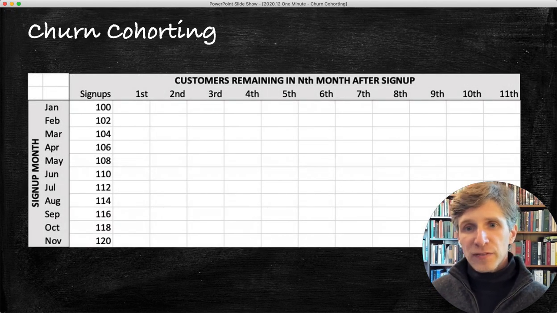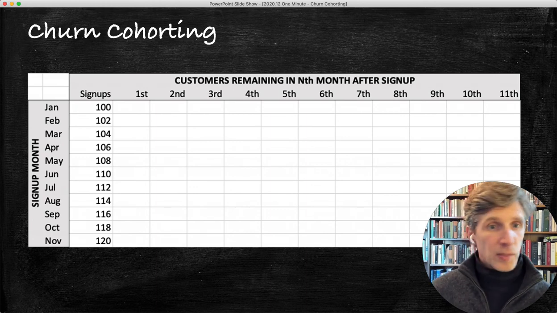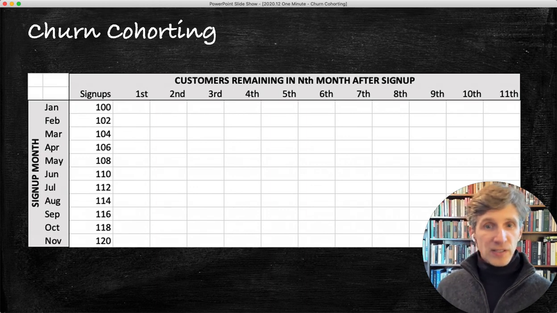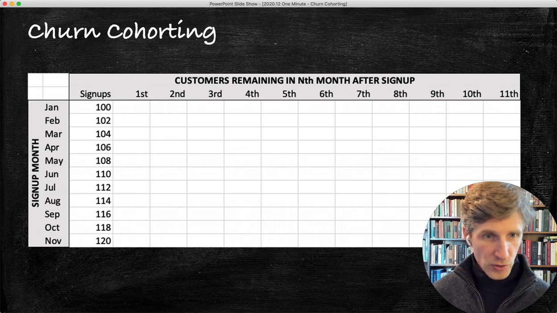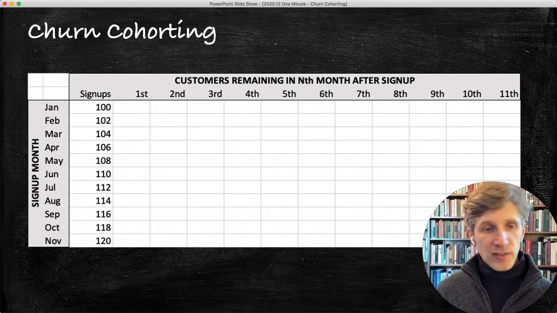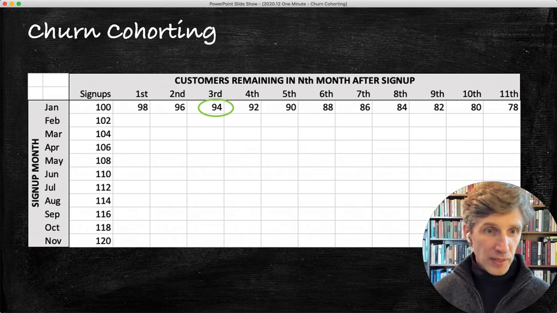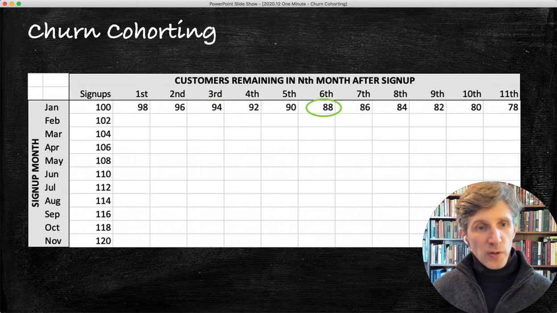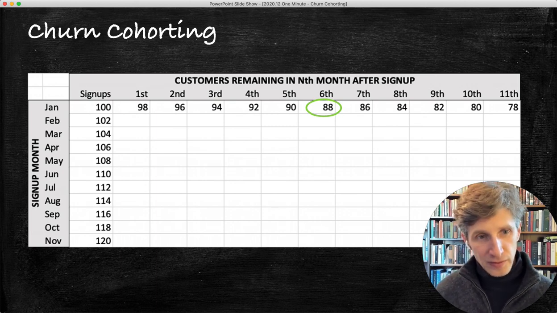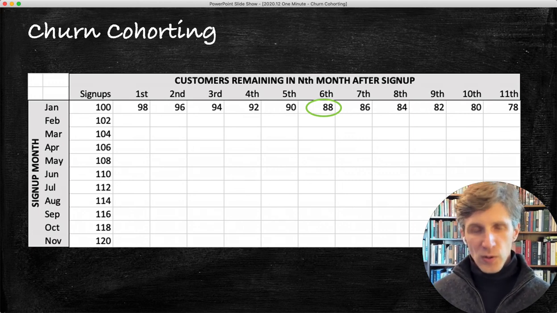Let's say we have a fictional startup that has 100 new customers join in January, and they're growing more and more quickly. So the next month they have another 102 join, and in November, they have 120 new customers join. Now, nothing is perfect, and so of the 100 that joined us in January, perhaps we only have 94 still left after their third month. And after the sixth month, of those 100 that joined in January, only 88 are left. We do the same thing for the other batches or cohorts of customers that joined after that.